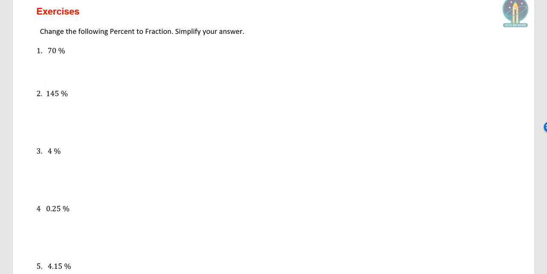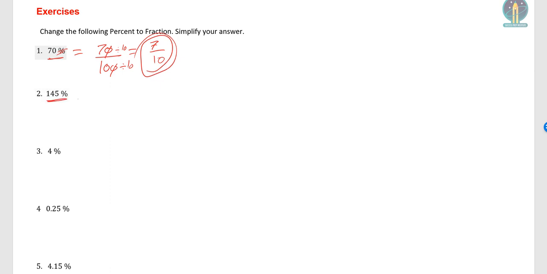So 70%, that gives us, again, remove the percent sign, right? And then just take the 70, write it as a numerator out of 100 in the denominator. And this can simplify further by, again, dividing top and bottom by 10, right? To get rid of one of the zeros. So you end up with 7/10.